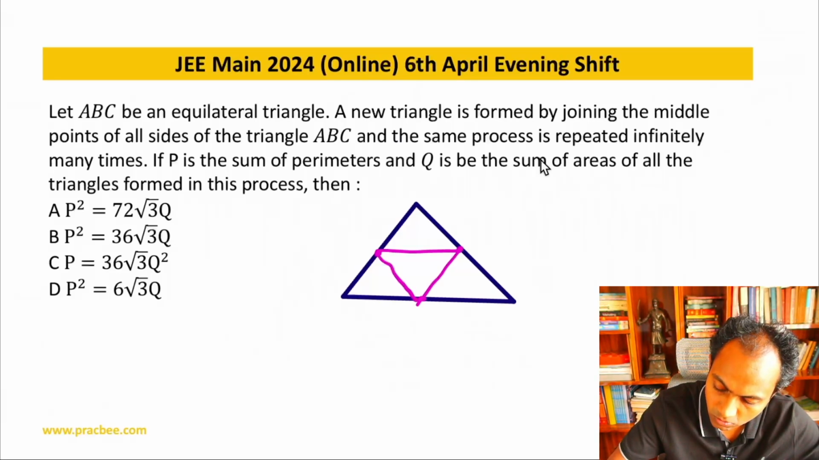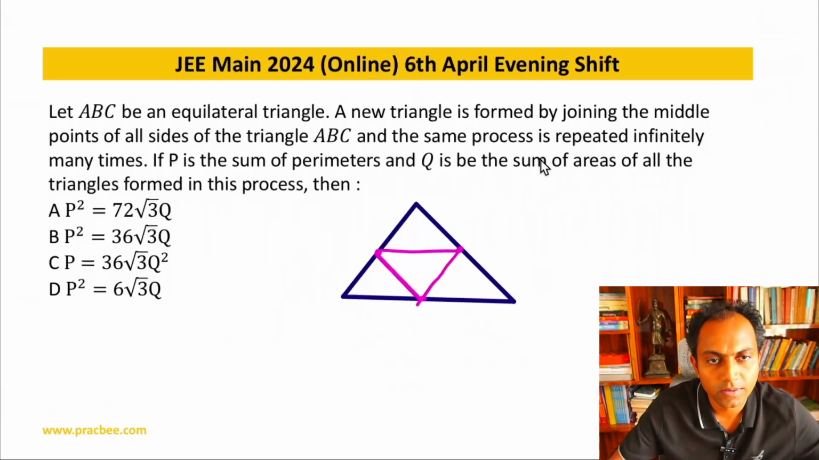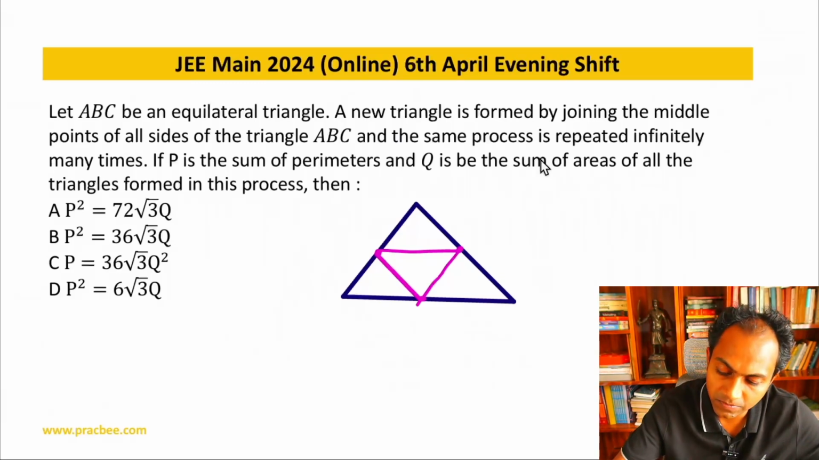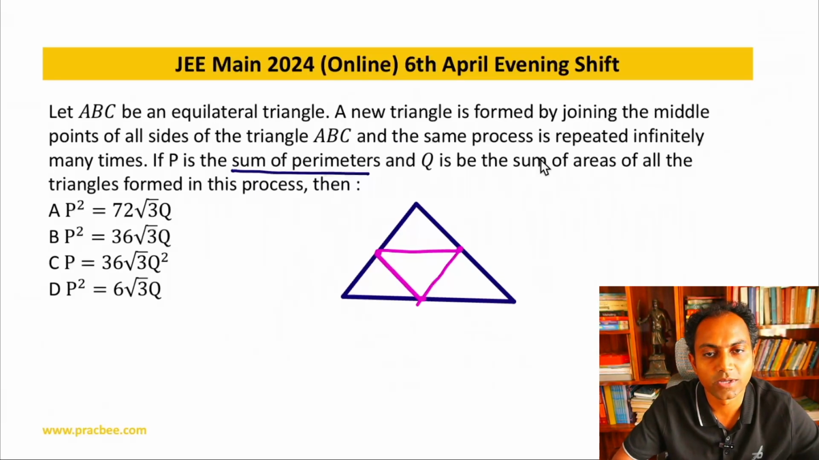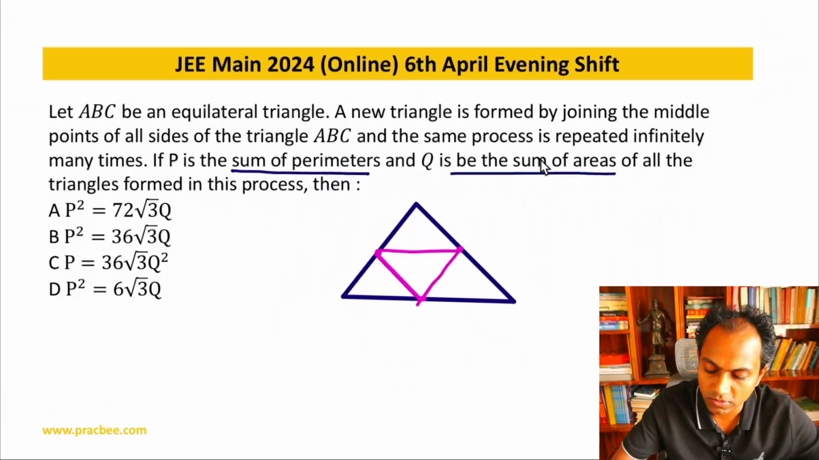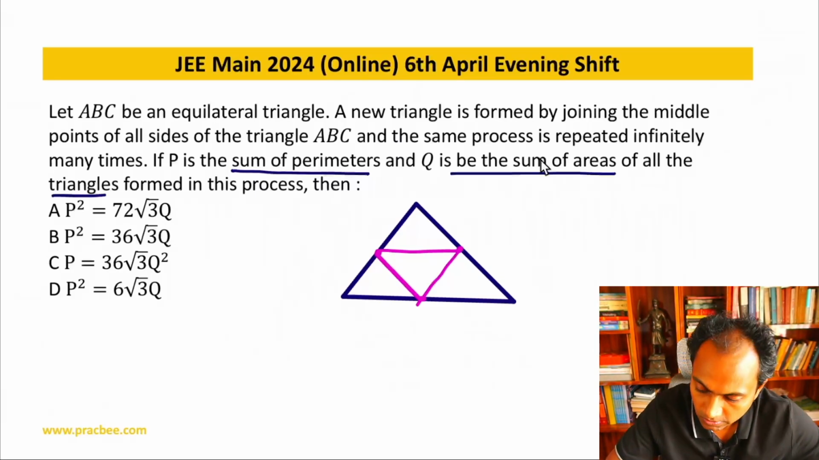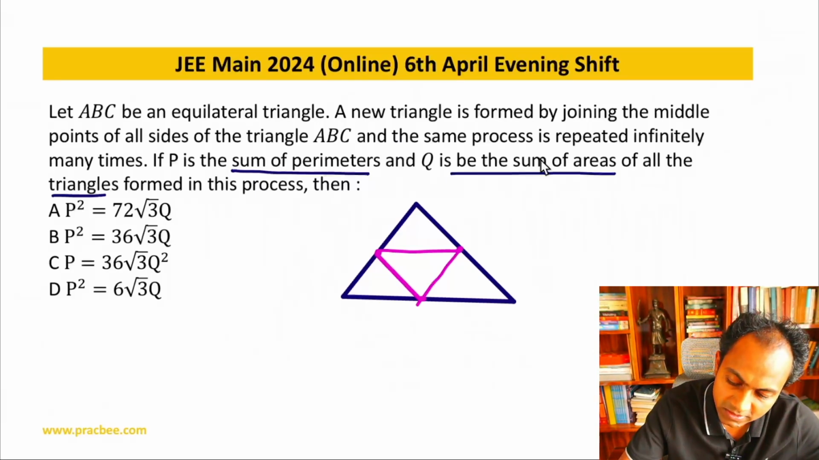And this process will go on forever. Now what they want us to figure out is the value of P, that is nothing but the sum of perimeters of all such triangles, and Q, that is nothing but the sum of areas of all such triangles. This is what we want to do. So once you have this, let us do it very systematically.